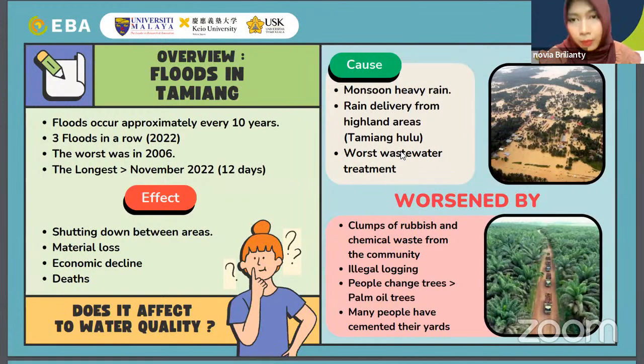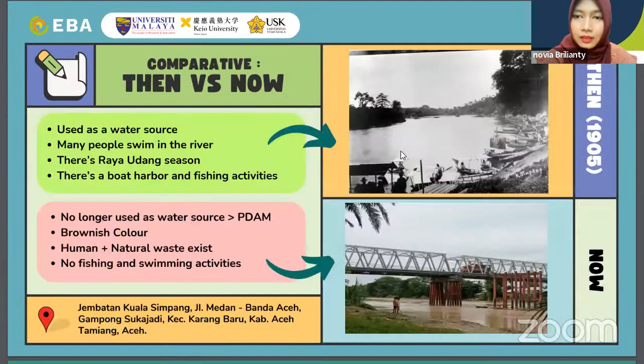As you can see, there have been many floods recently. The worst one was in 2006, where the flood reached the roof of a residential house, and the longest was in November 2022, which took 12 days. The cause is the natural disaster itself, but it was made worse by human behavior, such as rubbish dumped by the community, illegal logging, and so on. The question is, does it affect the water quality? I'd like to say yes. Absolutely yes. As you can see, there is a lot of change before and after flooding.